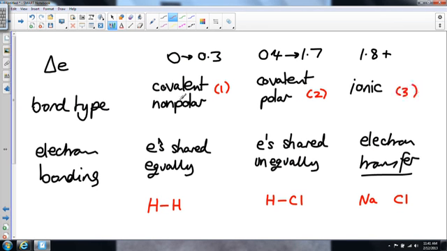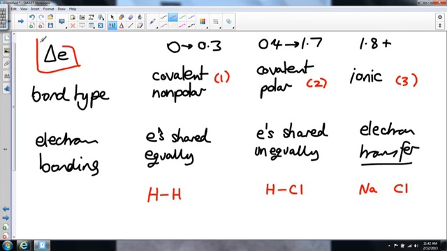You can have a situation where your electrons are shared equally between the 2 atoms. And the way you figure that out is by the electronegativity difference, the delta E here.